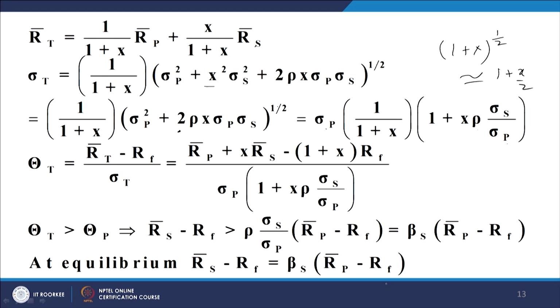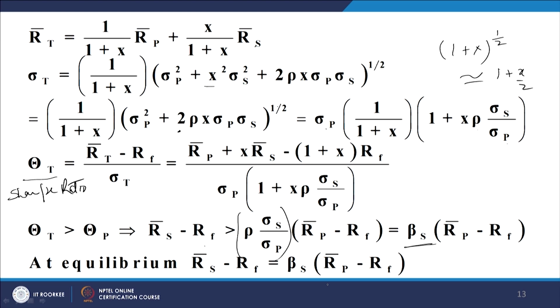The new Sharpe ratio, this is the Sharpe ratio, works out to this. Therefore, for the new Sharpe ratio to be greater than the old Sharpe ratio, we require this condition: RS minus RF is greater than rho sigma, and this is nothing but, you will recall we have talked about this term many times earlier. This is nothing but beta S, and at equilibrium the two must be equal.